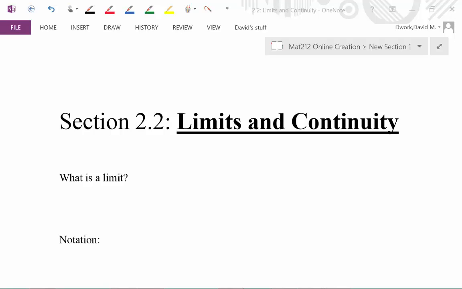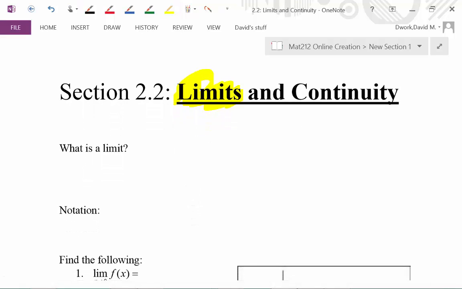In this section, we'll be talking about limits and continuity. So the very first thing we should start by doing is just talking about the concept of a limit. Now, I like to give you a very informal definition of it, and just something to always keep in mind.